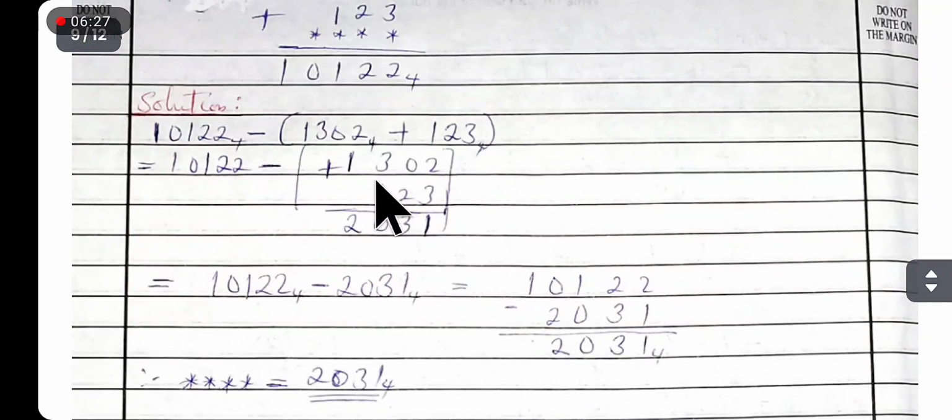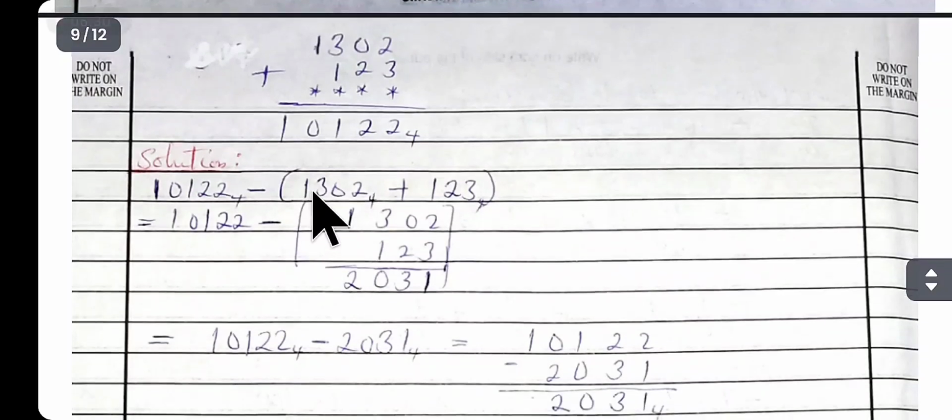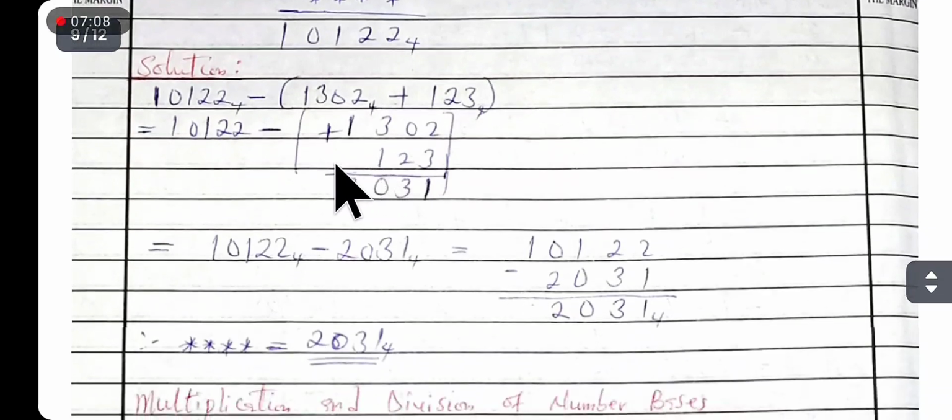Now this is quite easy. So you discover that the answer column here, all of them added together give us this answer column. So therefore, to get this star star star, which is the missing value, you have to bring out the answer in base 4 minus the addition of 1 1 3 0 2 and 1 2 3. That will give us the missing value. So this answer minus the addition of these two will give us the missing value. So let's do it together.